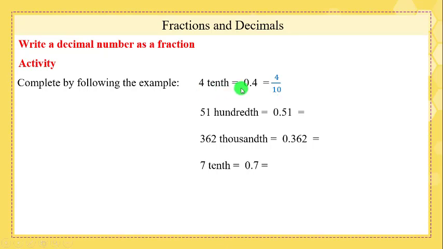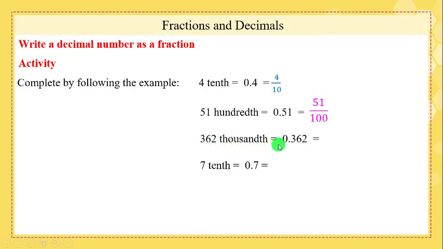4 tenths is equal to 0.4, which is equal to 4/10. We have one digit in the decimal part. This means that we have one 0 beside 1 in the denominator. 51 hundredths is equal to 0.51. We have 2 digits in the decimal part. This means that we have 2 zeros beside 1 in the denominator, so it is equal to 51/100.